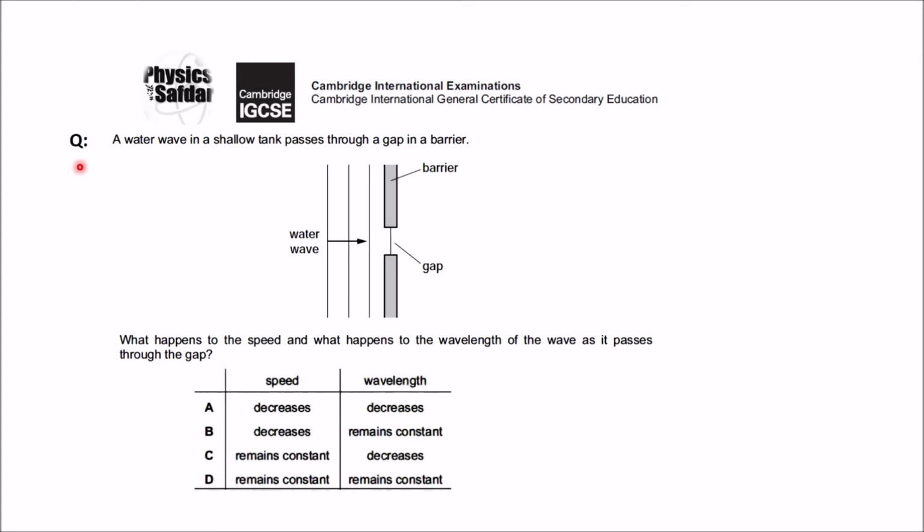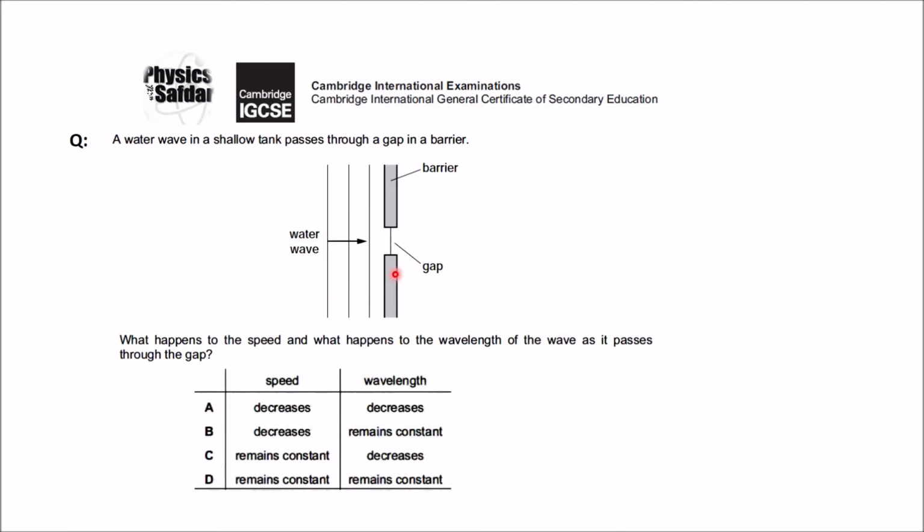This is question number 3. A water wave in a shallow tank passes through a gap in a barrier. What happens to the speed and what happens to the wavelength of the wave as it passes through the gap? And you have 2 columns. In the first column you can see speed of the wave. Second you have wavelength, and you can find which one is the right option. Look at the question again.